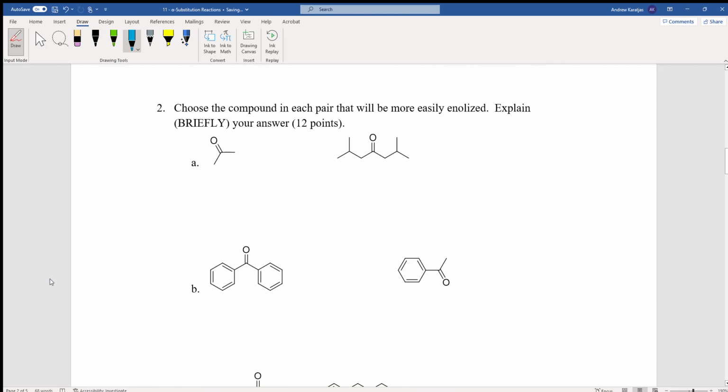Question 2, we have a set of pairs of ketones and or aldehydes, and we want to know which one will more easily form an enolate. So in part A, we have acetone on the left, and then we've added a bunch of carbon groups on the right. We know that the more carbon groups we add, the more electron donating it is, the less reactive the carbonyl.